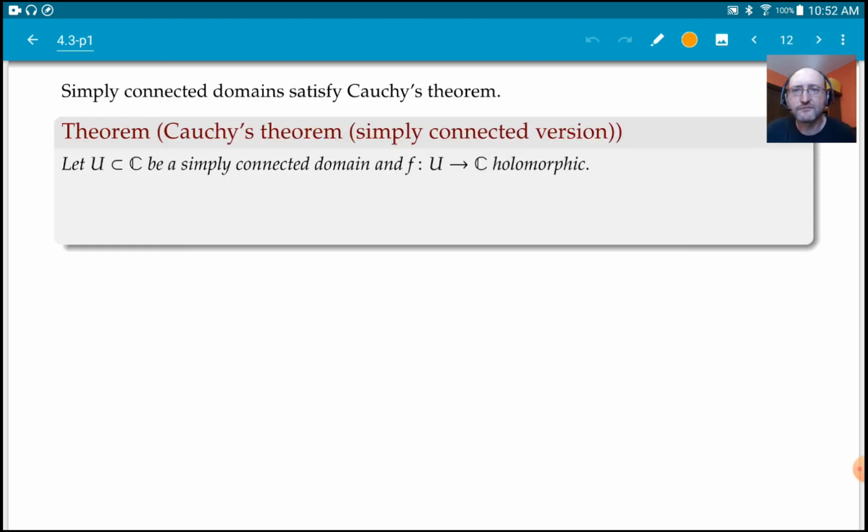All right. So on simply connected domains, you get Cauchy's theorem without any extra condition on gamma.